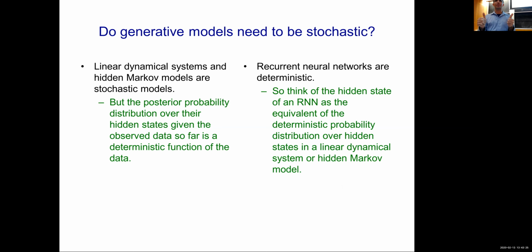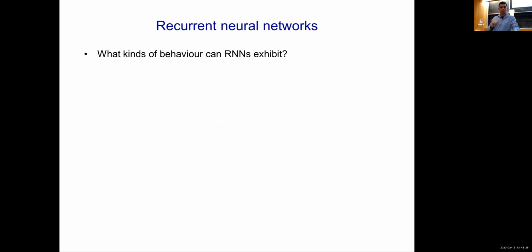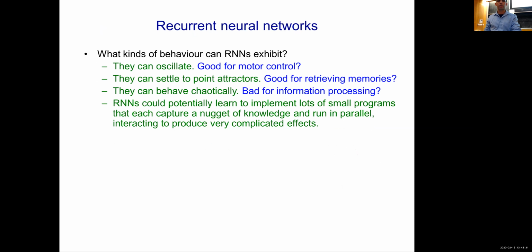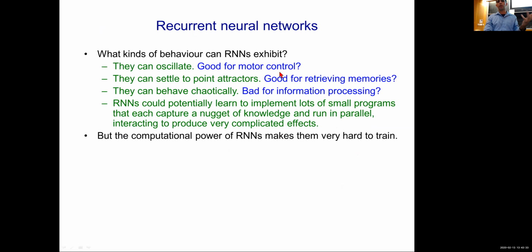Everybody with me? Awesome. All right, so what behaviors can RNNs exhibit? Well, they can oscillate, which is great for maybe motor control. They could settle to some attractor, which could be great for retrieving memories. They could behave chaotically, which could be bad for information processing, but good for creativity. They could learn to implement lots of small programs. Remember, it's a universal Turing machine. Each program can capture some nugget of knowledge and run in parallel, interacting to produce very complicated effects. For example, the RNN itself could choose to say, I want to remember this piece of information.